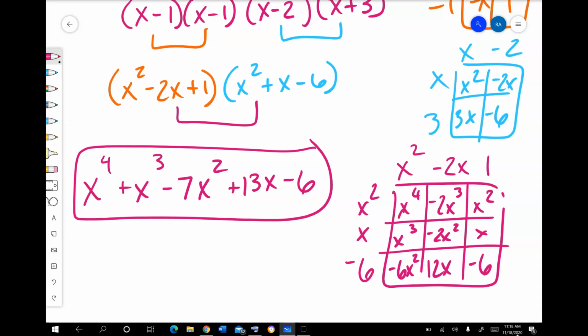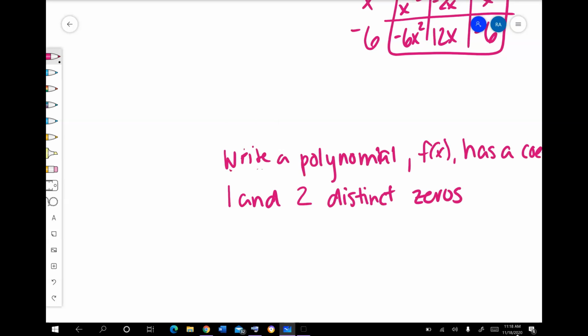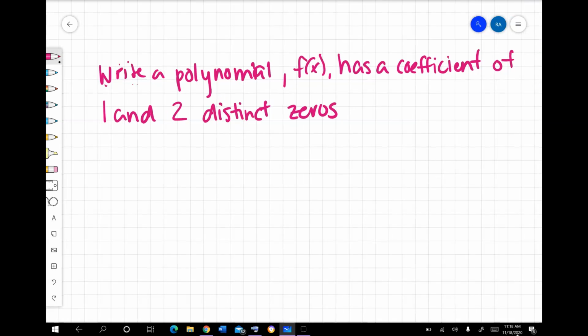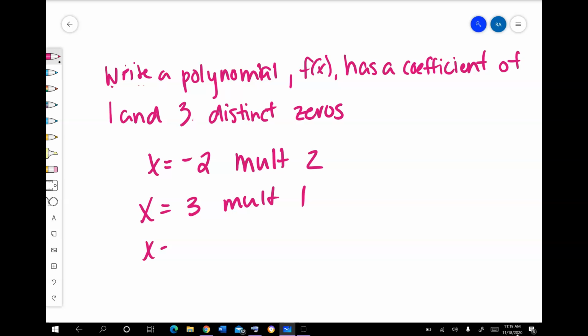Okay? All right, let's do one more like that. And then we'll call it a day. So we're going to do 3 distinct again. So we're going to say x equals negative 2 multiplicity 2. x equals 3 multiplicity of 1. x equals negative 1 multiplicity of 1.